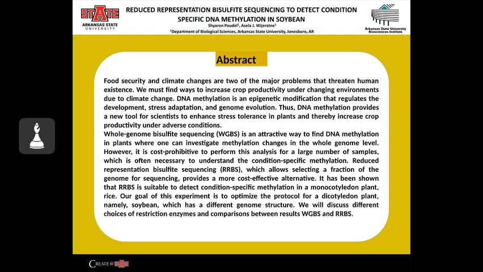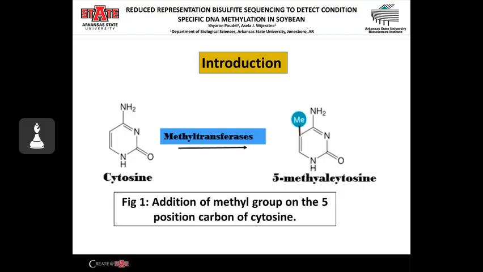DNA methylation can affect plant production, survival, and development as well. So we can define it as an epigenetic modification which occurs when an enzyme called methyltransferase adds a methyl group to the fifth position carbon of cytosine.